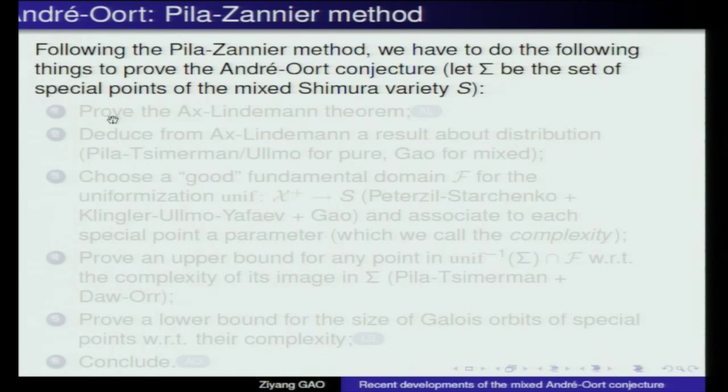Now I want to give an outline of the proof using the Pila-Zannier method. So some notation: I will denote by sigma the set of special points of the mixed Shimura variety S. First step is to prove a so-called Ax-Lindemann theorem.